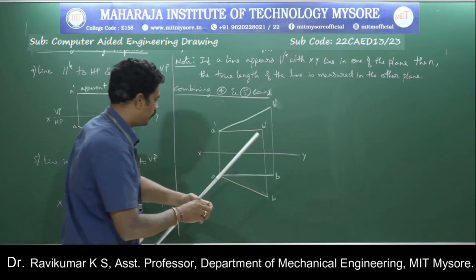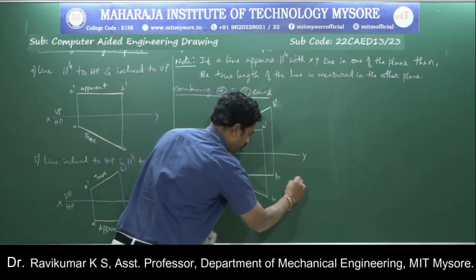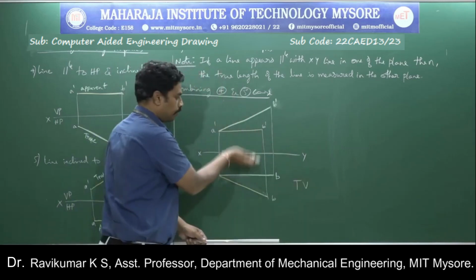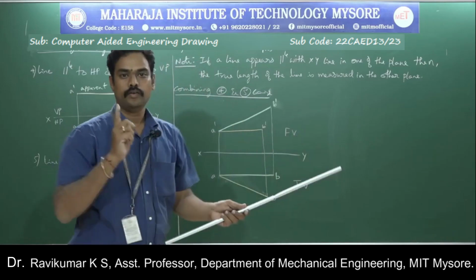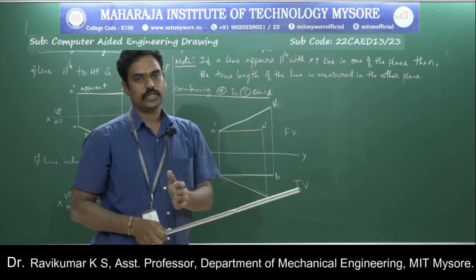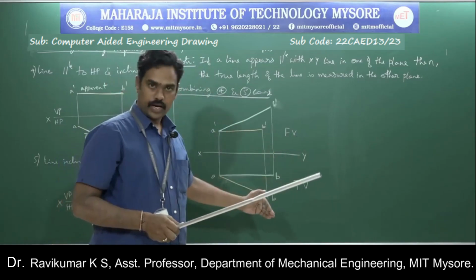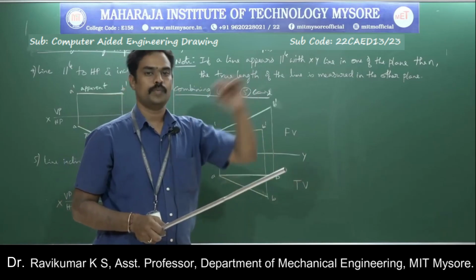Whatever you write below the XY line will be the top view, and whatever you write above the XY line will be the front view, because we will be dealing with the first quadrant. In the first quadrant, the top view falls below the XY line and the front view above the XY line.